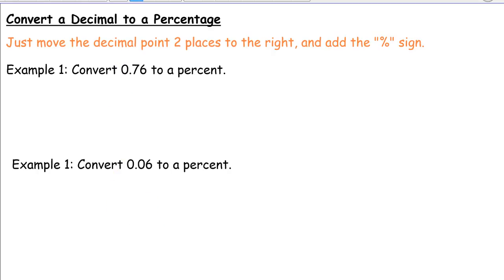To convert a decimal to a percentage, just move the decimal 2 places to the right and add a percentage sign. So that's basically the opposite to what we did previously. So 1, 2, 76%. 1, 2, 6%.